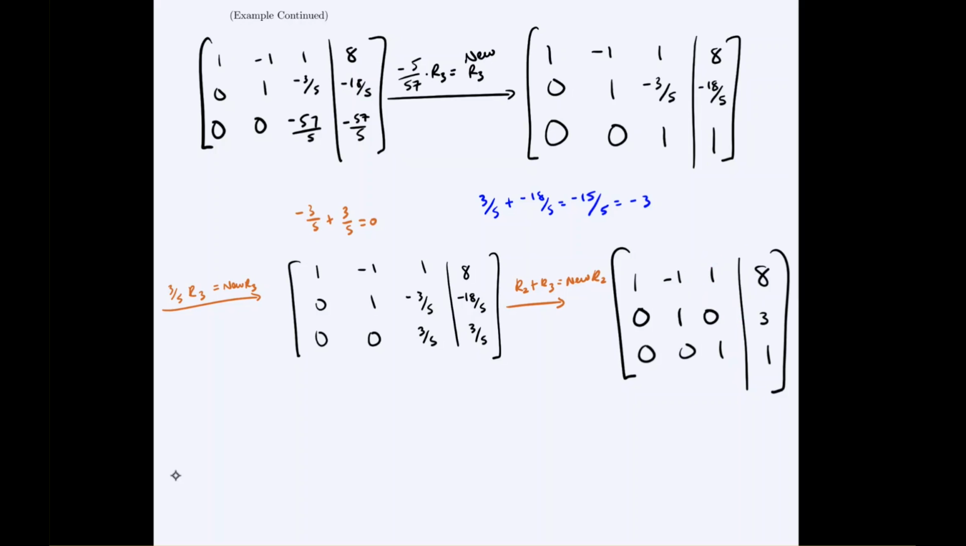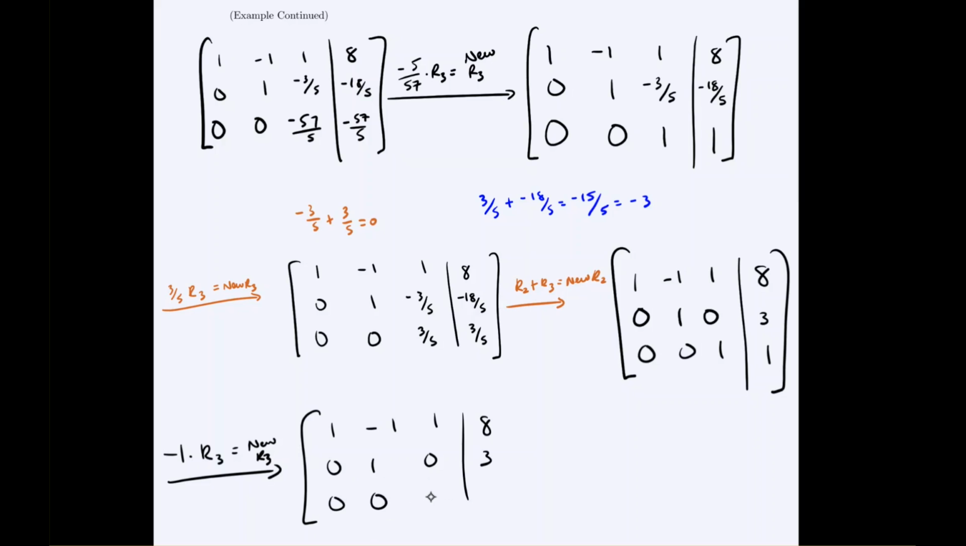So what we're going to do is we're going to take negative 1 times row 3 and that's going to be our new row 3 because we want to add it to row 1 later. Everything else remains unchanged. Zero times negative 1 is 0. 0 times negative 1 is 0. Negative 1 times 1 is negative 1. Negative 1 times 1 is negative 1.